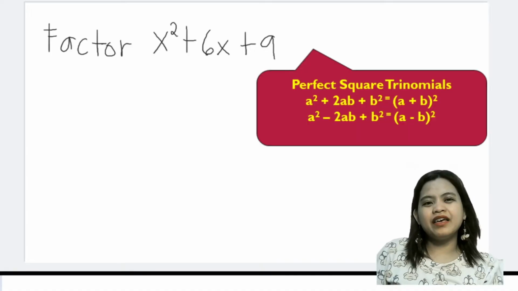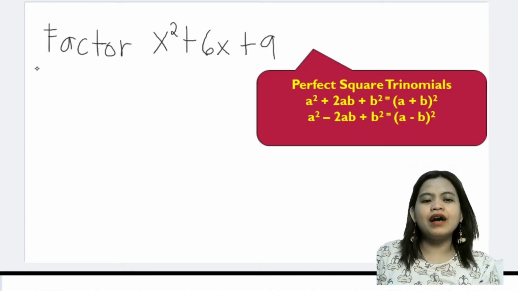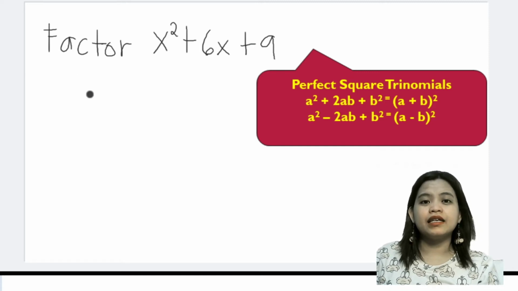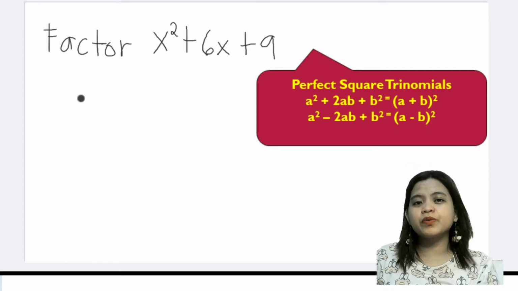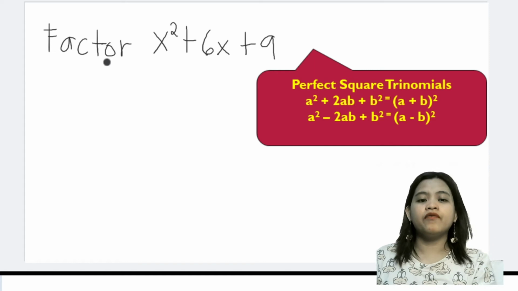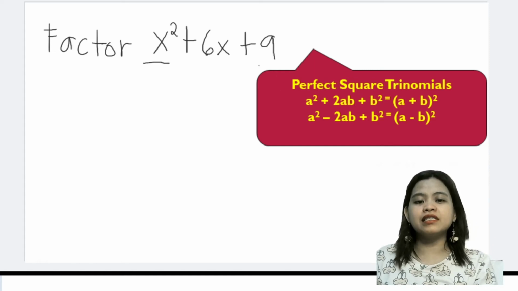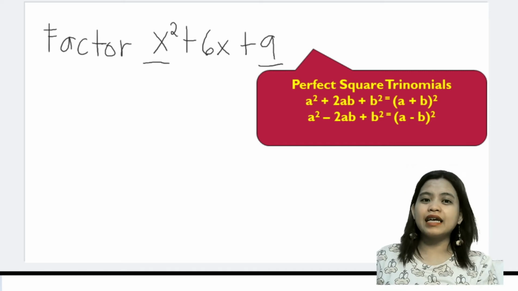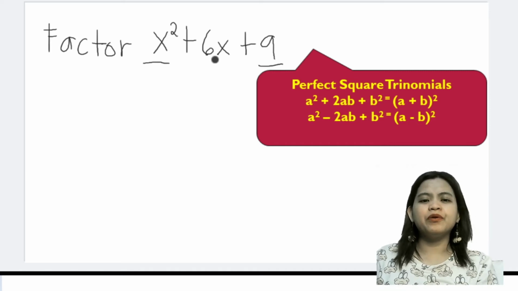Now, let's try on a given example. Factor x squared plus 6x plus 9. Now, bago natin masabi na perfect square trinomial siya, kailangan masatisfy natin yung two conditions. First, the first term and the last term must be perfect squares. Si x squared and si 9 are perfect squares. Now, si middle term dapat ay twice the product of the roots of the first and the last term.